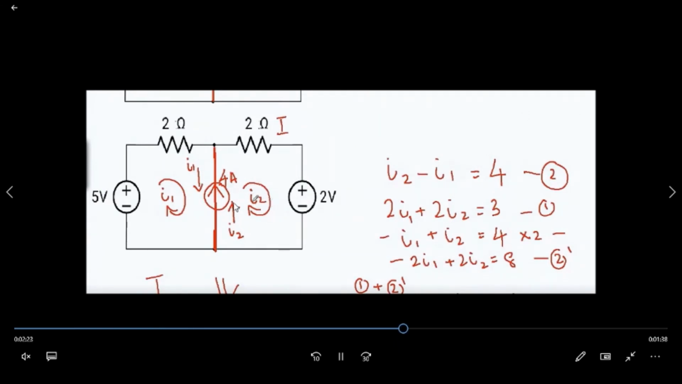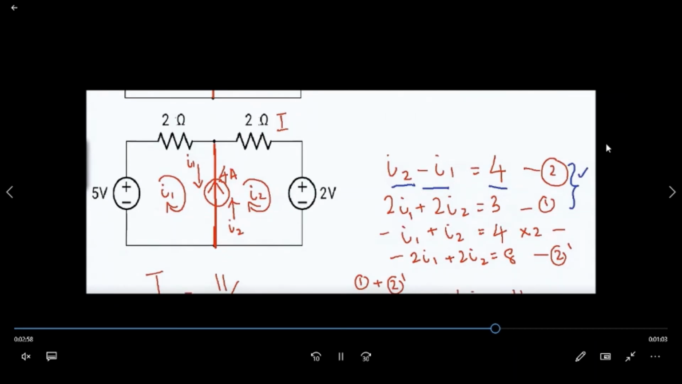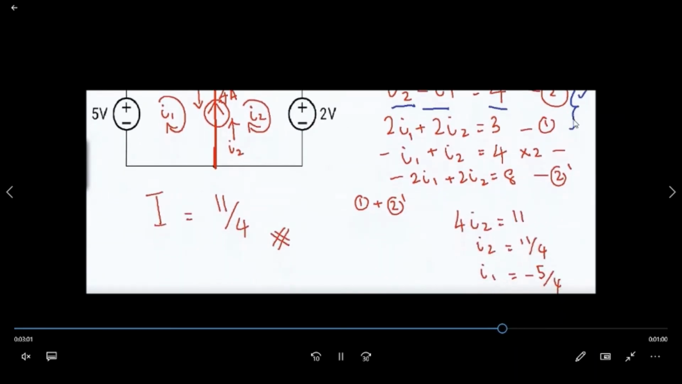You put back the 4 ampere current. Then you need to identify what the current is here. From here you see the current flow for I1 is here and I2 is from the bottom. So you can write I2 minus I1 equals 4. So actually I2 and the 4 ampere are in the same direction. Then you can solve the first and second equations.